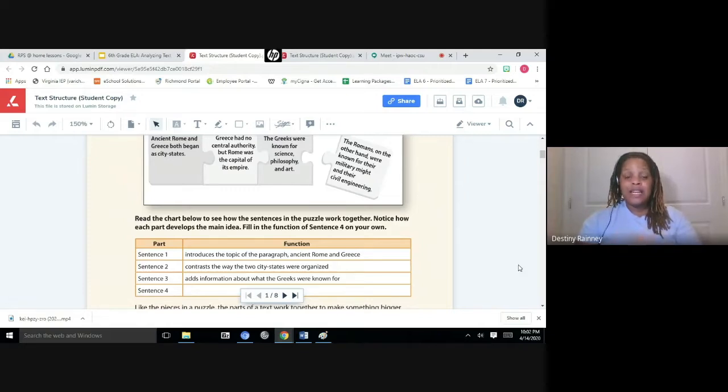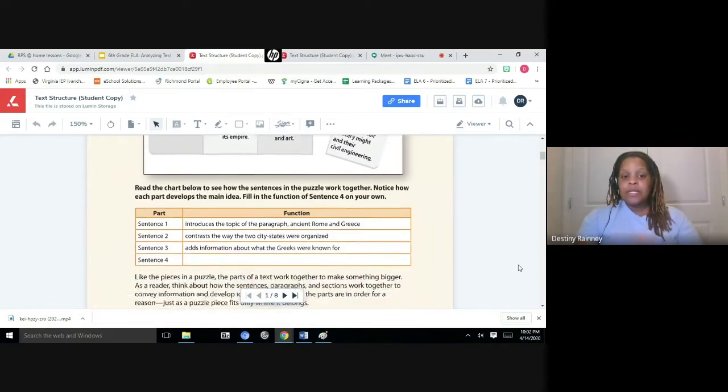Okay, so sentence 4 actually contrasts the information that was provided in sentence 3. So that is its purpose. So sentence 4 says the Romans, on the other hand, were known for their military might and their civil engineering. So it tells what they were known for in contrast to what the Greeks were known for, as they were known for science, philosophy, and art.